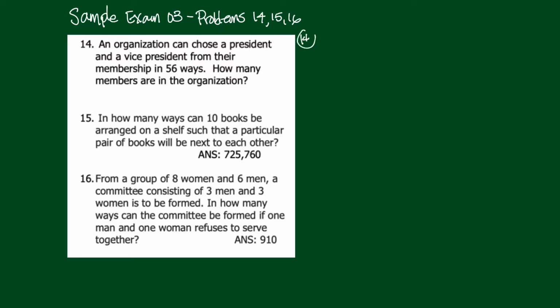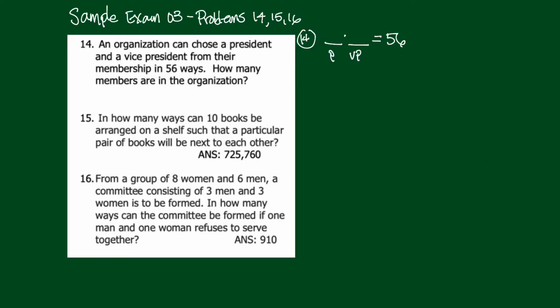Let's look at number 14. What we're told is the organization can choose a president and a vice president. They can choose this 56 ways. So we know that if we multiply this number and this number together, we're going to get 56. And we want to know how many members are in the organization.